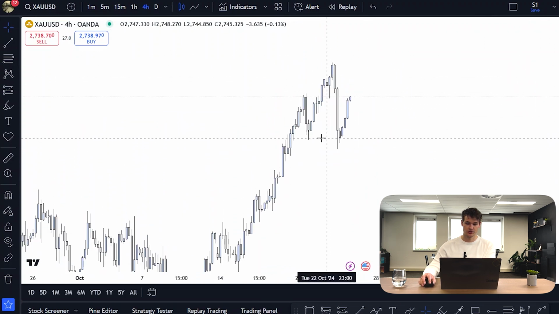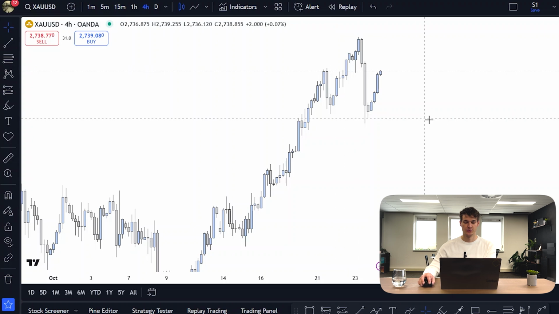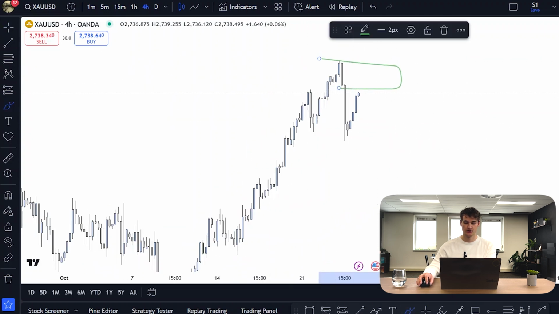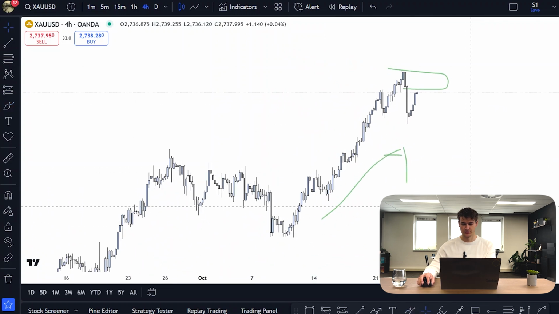Gold did make a small break of structure. I wouldn't even really consider that a break because it's a wick. But if you are a day trader, you could look for shorts right there. Do keep in mind that you are going against the overall trend, so it is a little bit more risky. But right now, I don't really see anything on gold, so I'm staying out of gold.